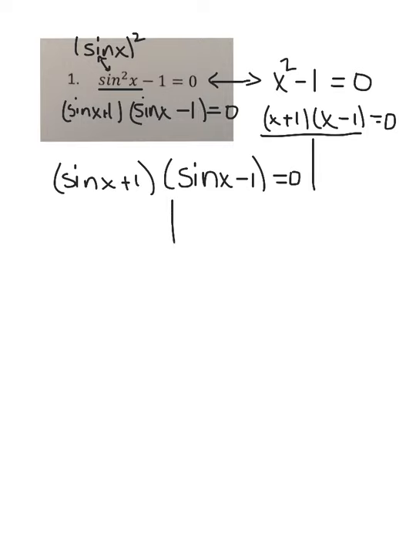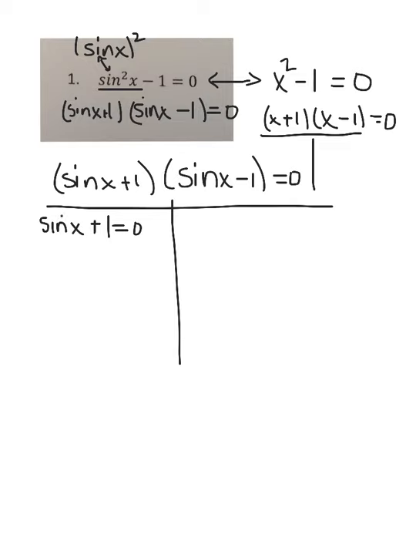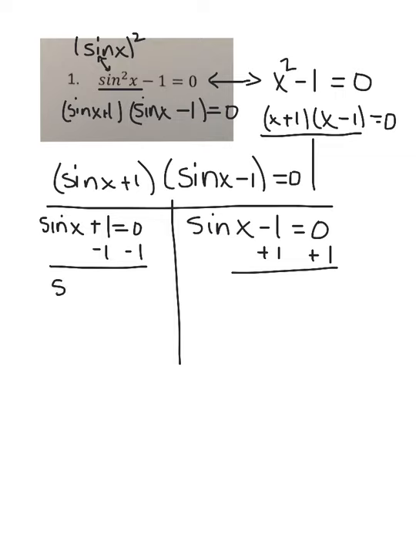All right, so I'm going to t-chart this, and I'm going to take each value and set it equal to 0. And then I'm going to take my other factor as well, and set that equal to 0. So I'm going to subtract 1, and over here I'm going to add 1. So on the left, I'm going to get sine of x equals negative 1. And on the right, I'm going to get sine of x equals positive 1.